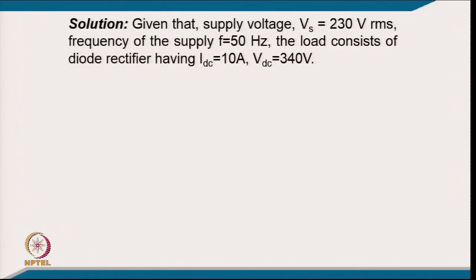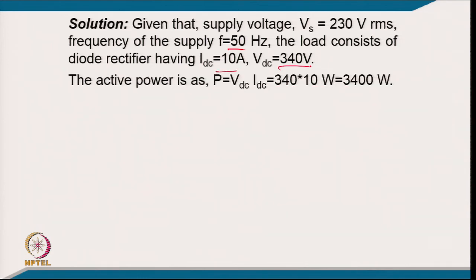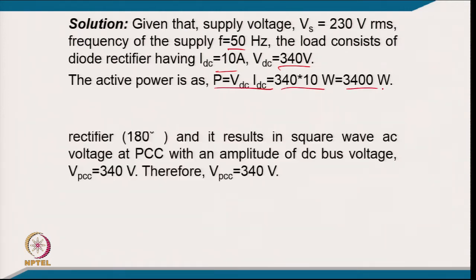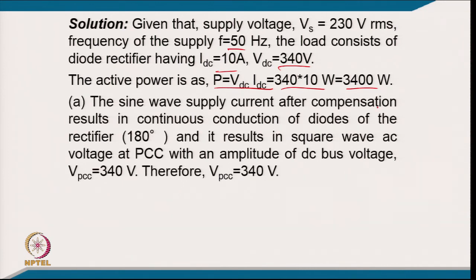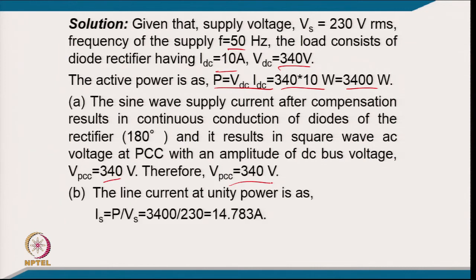So, coming to the numerical part of it, given that the supply voltage Vs equals 230 volt and the supply frequency is 50 hertz, the load consists of a diode rectifier having 10 ampere and DC link voltage of 340 volt. So, active power P will be VDC times IDC, which comes to 3400 watt. The sine wave supply after compensation results in continuous conduction of the rectifier diodes, and it results in a square wave AC voltage at PCC with amplitude equal to the DC link voltage, 340 volt. Therefore, the PCC RMS is 340 volt, and the line current at the supply we can find out as the power divided by the supply voltage, that is 230 volt.